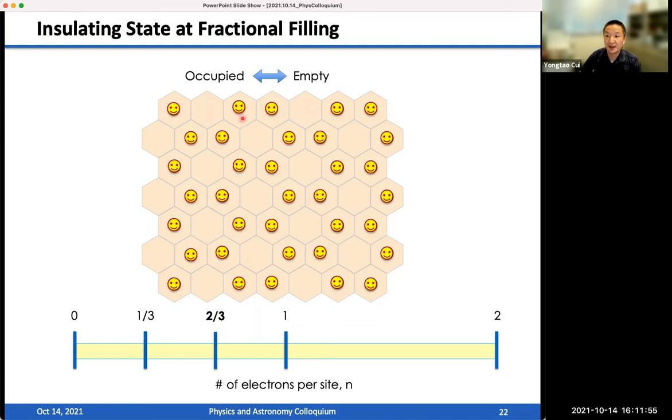That's just because you can simply exchange the occupied and the emptied lattice. So you can get another stable state, an insulating state, at a 2/3 filling.